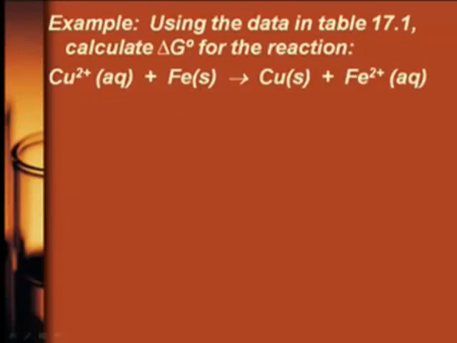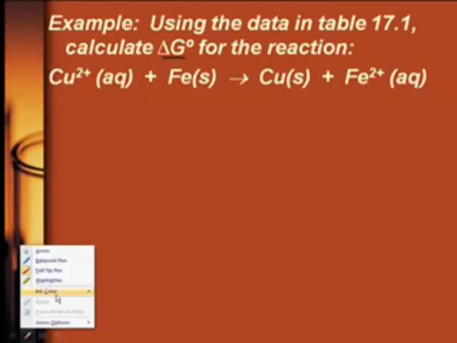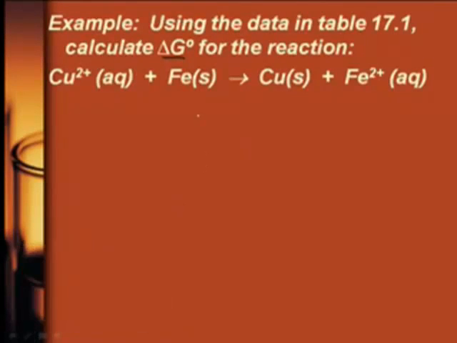Let's see if we can find delta G for this reaction. So what's the first step, do you think? I'm going to say split it up into half reactions. Okay, so let's split it up into half reactions. So I've got the iron, and it's going to go to iron 2 positive. I see the iron here going to the iron 2 positive, plus 2 electrons.